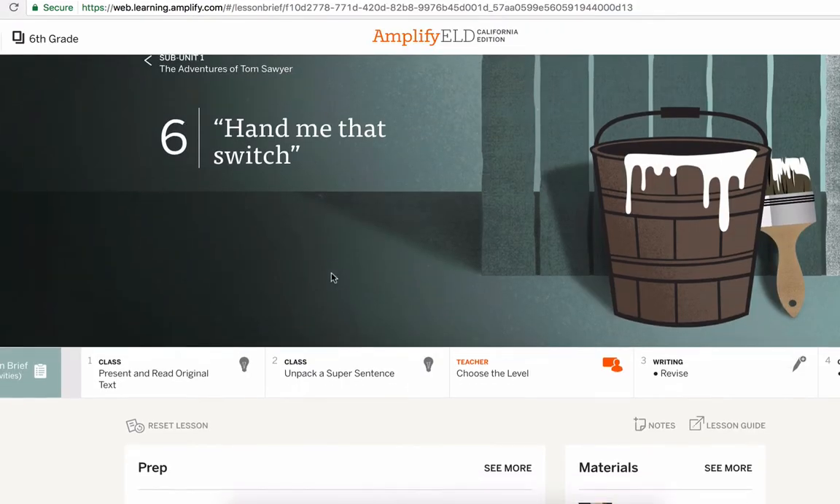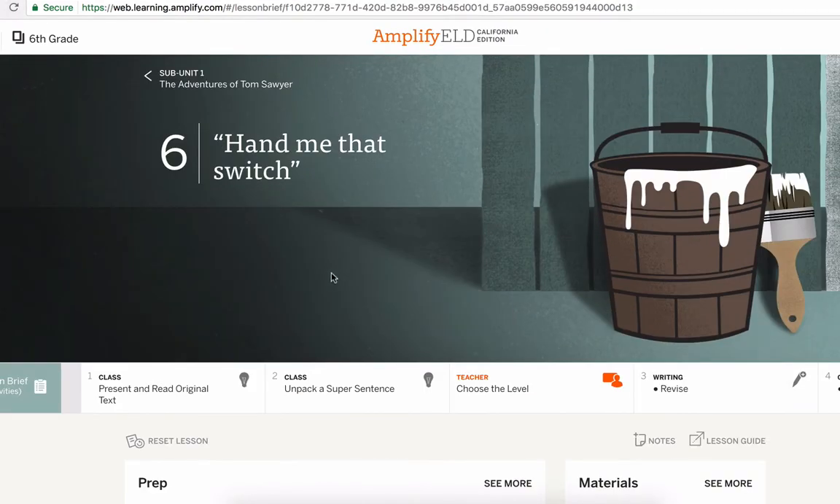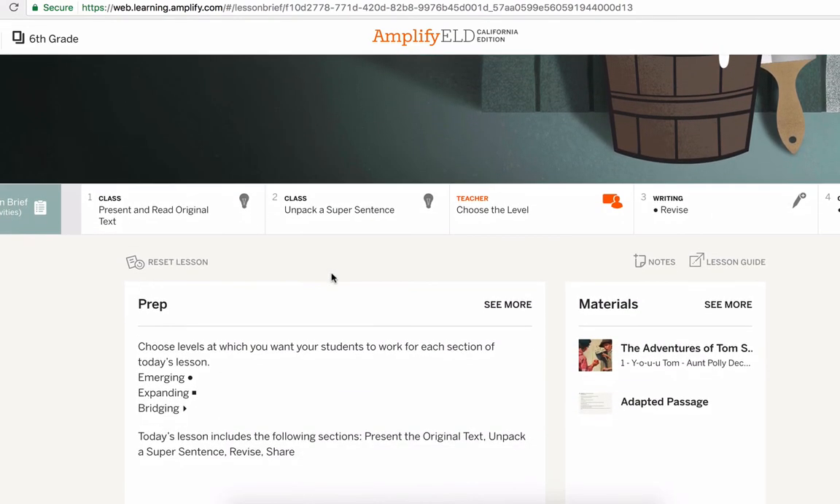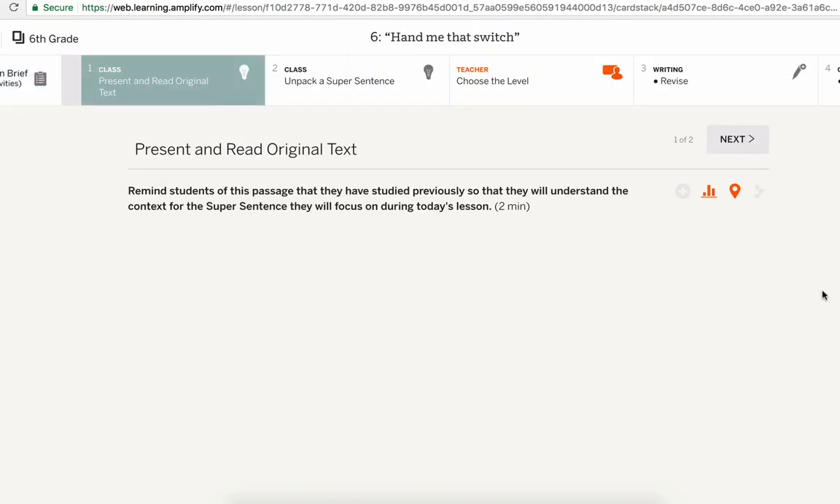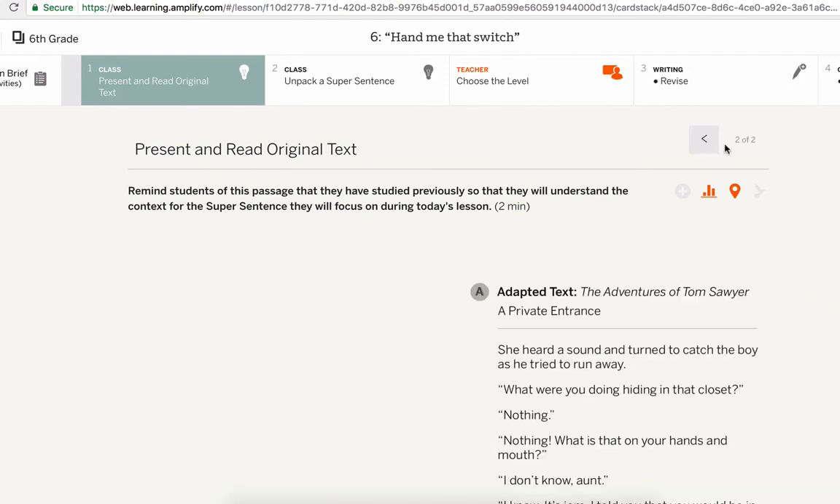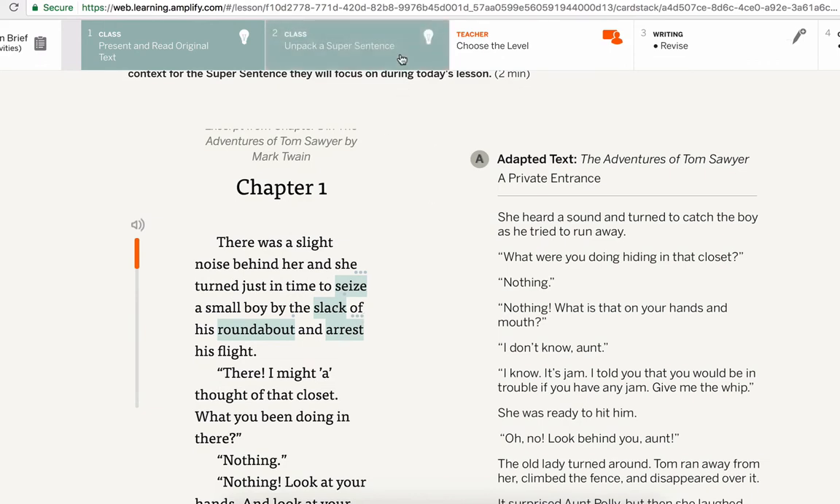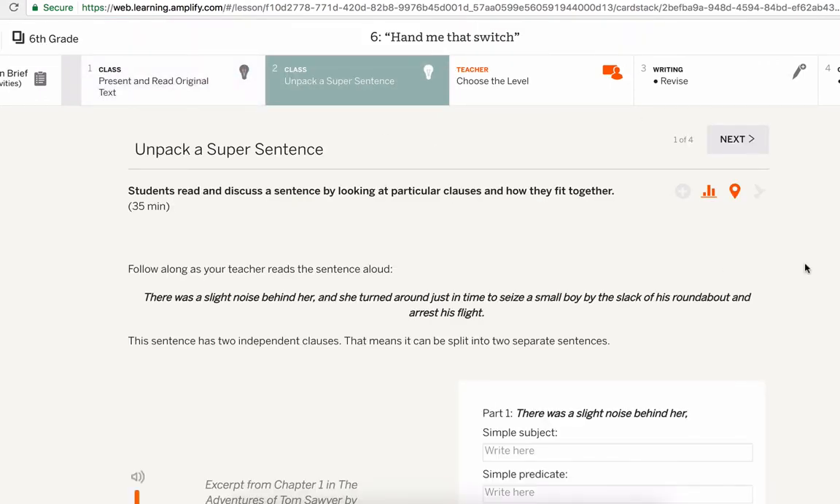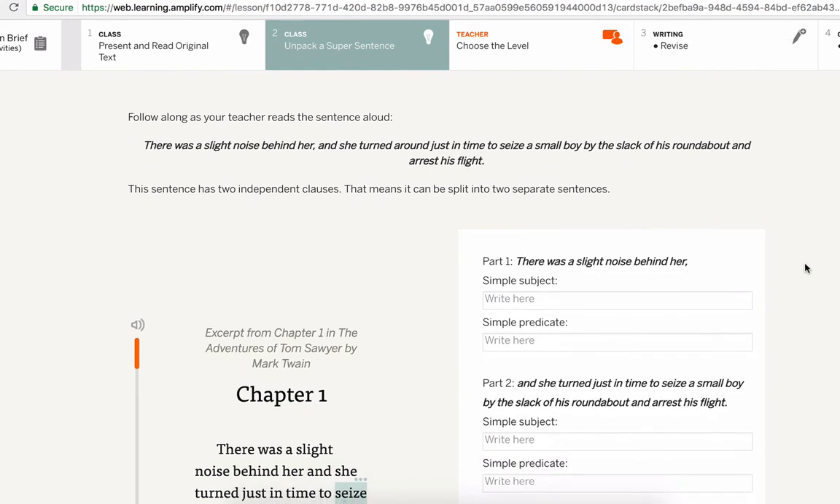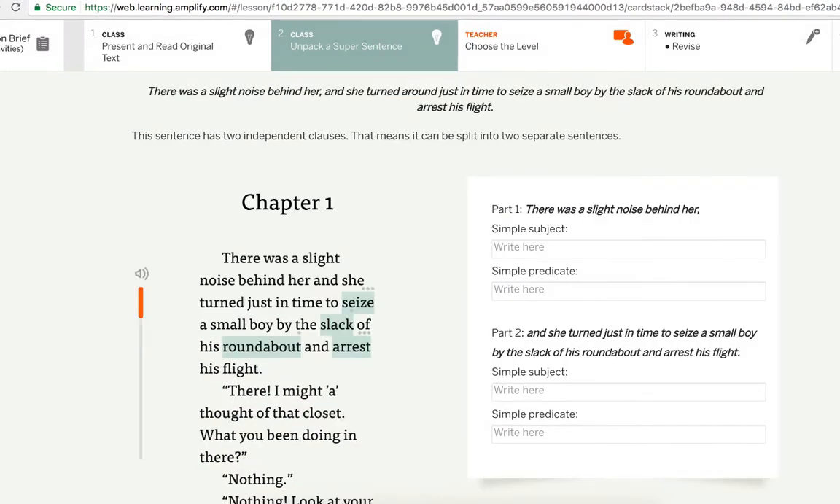Lesson 6 is different from the other lesson days. It's the culmination of the cycle. Students work on 2 activities: unpacking a super sentence and revising writing. The lesson begins with a complex multi-clause sentence from one of the 2 passages in the current 6-lesson cycle. With guidance from their teacher, students work in pairs to unpack the complex sentence by discussing the subject and predicate, paraphrasing parts of the sentence, and figuring out the relationship of each part.